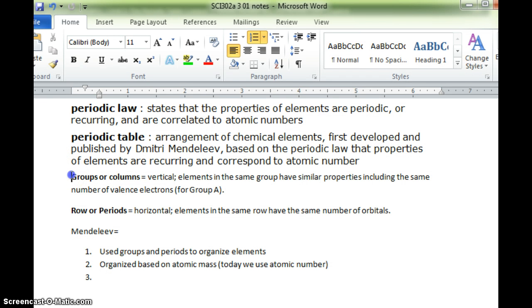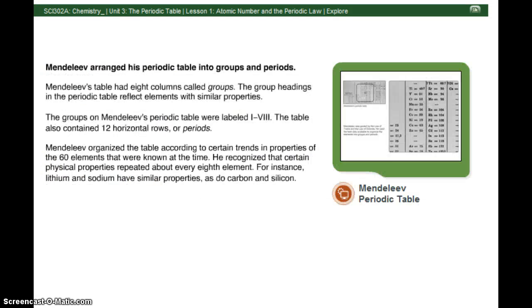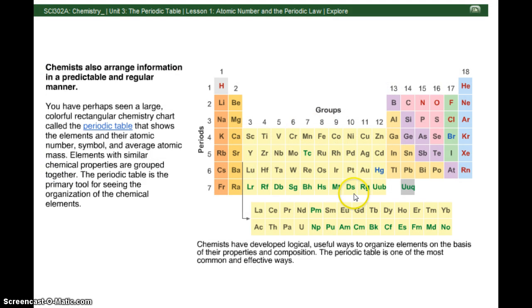All right, let's go ahead and add a little bit to our notes. So I added groups or columns. They're vertical. Elements in the same group have similar properties, including the same number of valence electrons for group A. So group A means that we're skipping the messy middle transition metals. So this is group 1A, 2A, 3A, 4, 5, 6, 7, 8A. Or in other words, it does for everything except the messy middle transition metals because they can have multiple charges.